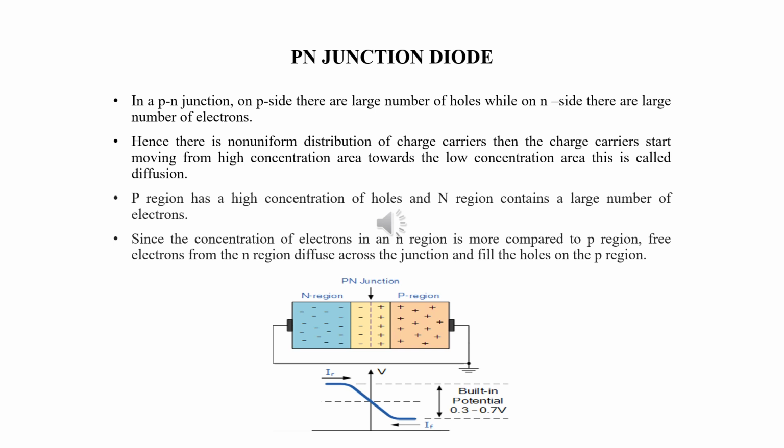This is called diffusion. The P region has a high concentration of holes and the N region contains a large number of electrons. Since the concentration of electrons in the N region is more compared to the P region, free electrons from the N region diffuse across the junction and fill the holes in the P region.